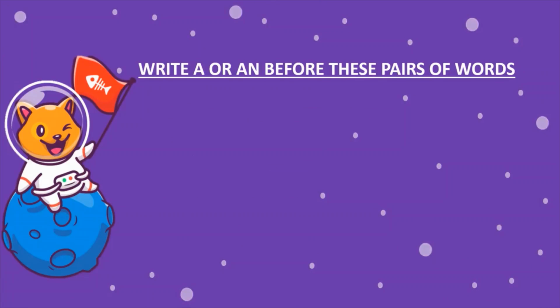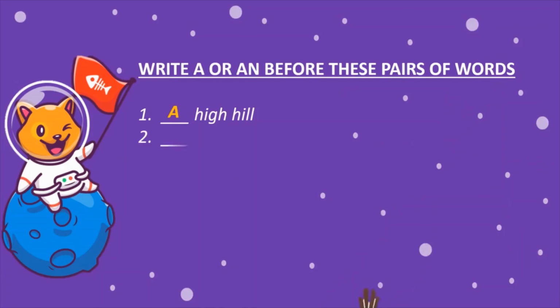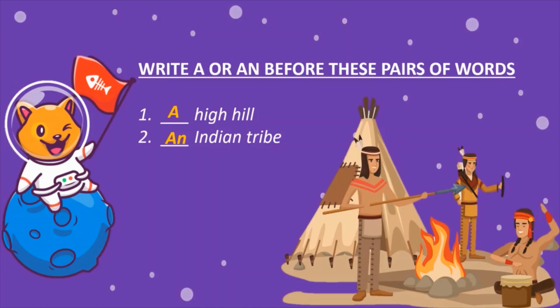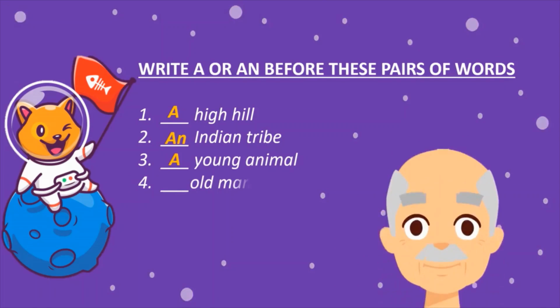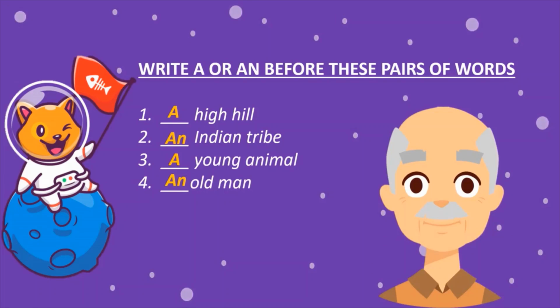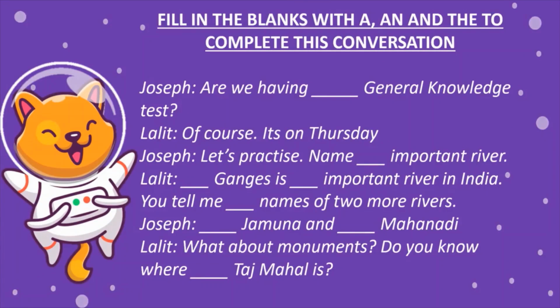Write a or an before these pairs of words. A high hill. An Indian tribe. Why? Because it is a vowel. Next, a young animal. An old man. A silly excuse. I hope it is clear. We go to the next exercise, children.